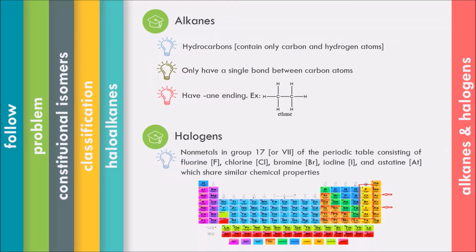Halogen. Those are nonmetals in group 17 or 7 in the periodic table. The 5 main elements in this group are fluorine, chlorine, bromine, iodine, and astatine. Usually, 4 halogens are most often used in organic chemistry. Since those atoms are located in the same group, they typically have similar chemical properties.